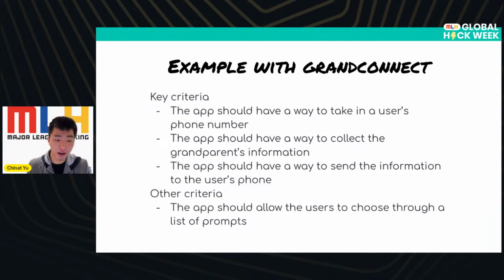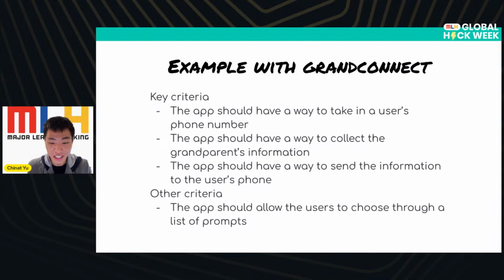And so, for example, with Grant Connect, like I mentioned earlier, some of the key criteria and the must-haves that we realized was that the app should definitely have a way to potentially take a user's phone number so that they can text to the user. The app should have a way to potentially collect some of the grandparents' information for us to generate actual personalized conversation openers.